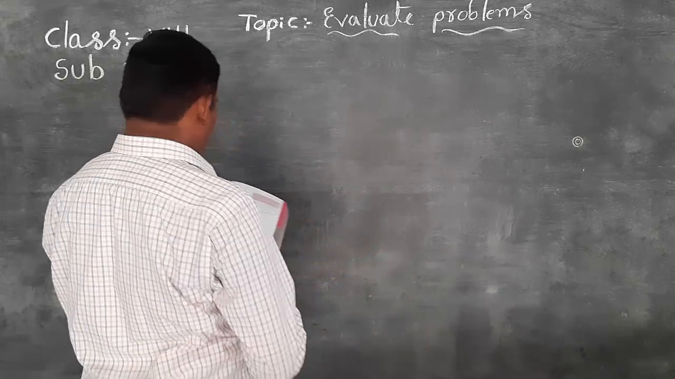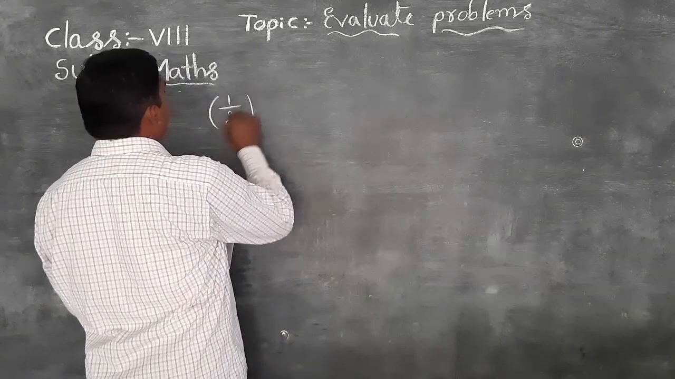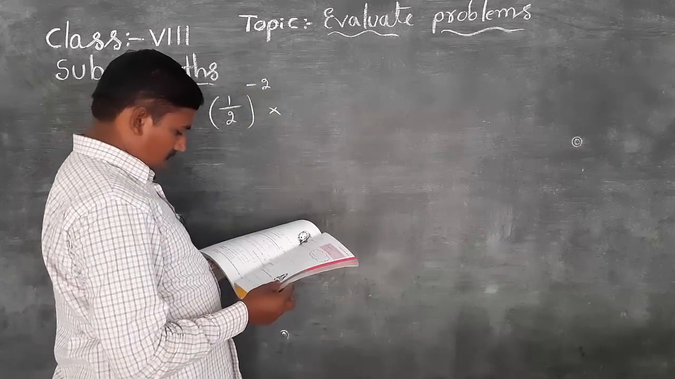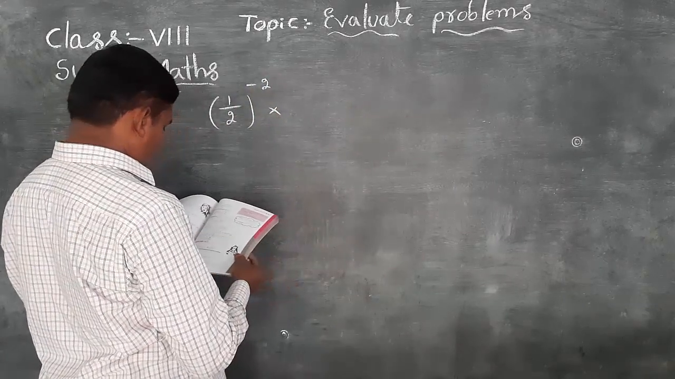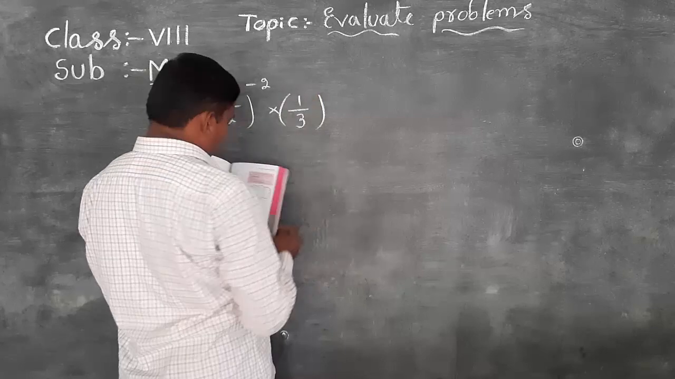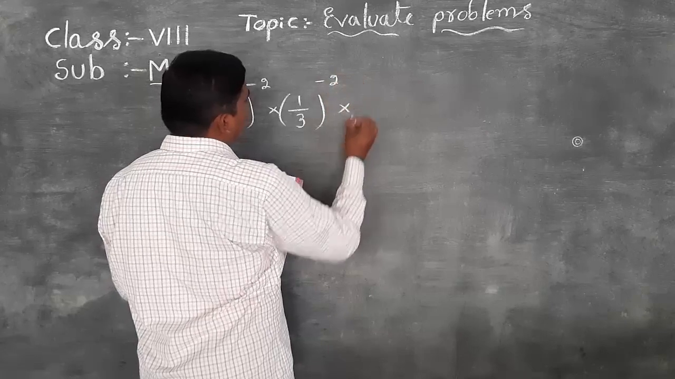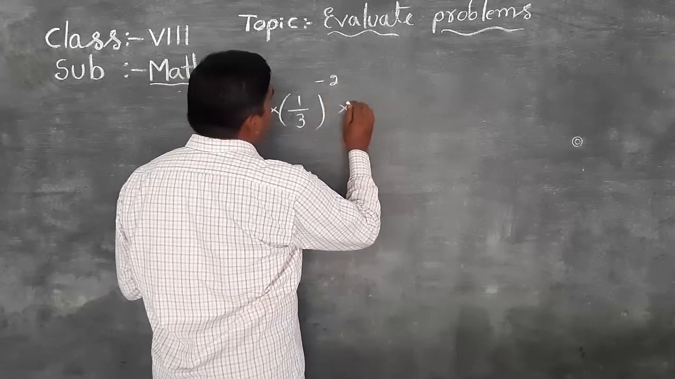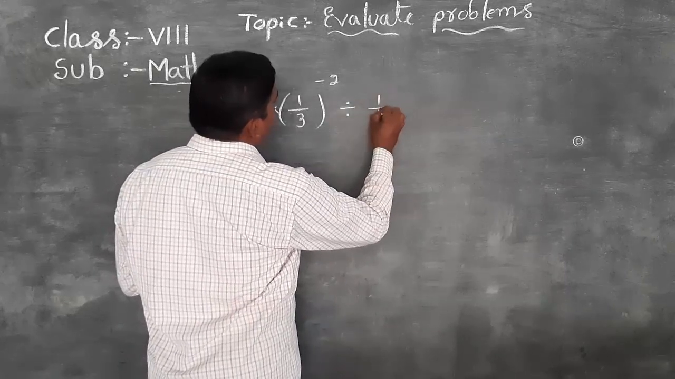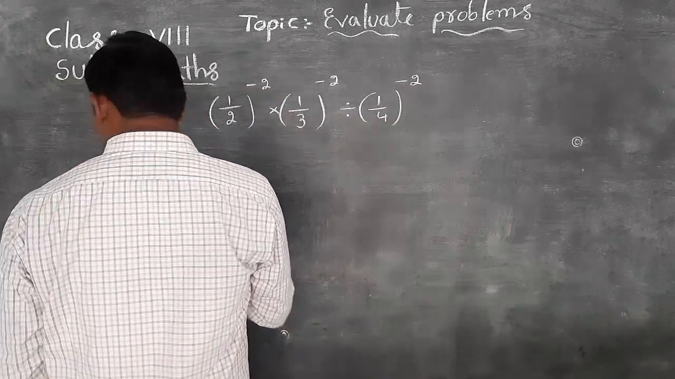Okay, next: 1 by 2 power minus 2 into 1 by 3 power minus 2 into 1 by 4, divided by 1 by 4 power minus 2.